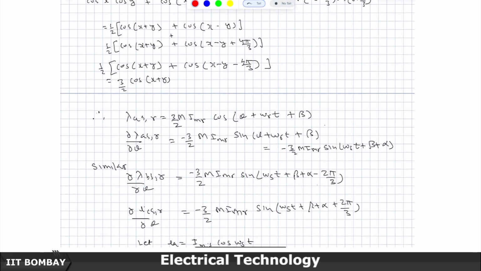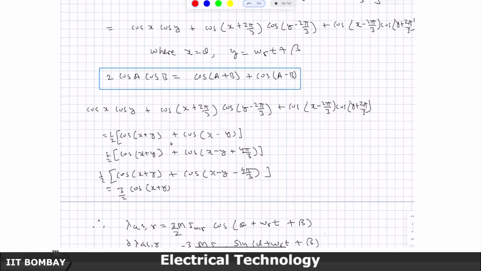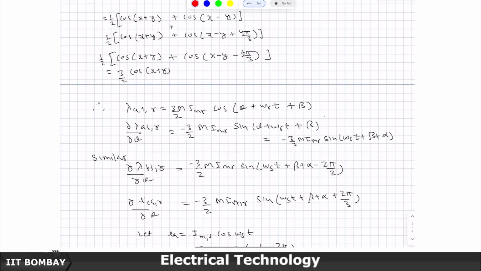So, before going to B phase, what is the next step that I have to do? I have to take the partial derivative with respect to theta. So the cos becomes minus sine: minus M I_mr sine of (theta plus omega_r t plus beta). But what is theta? Theta is omega_m t plus some initial angle alpha, and when I add omega_r t to this, omega_m plus omega_r becomes omega_s.